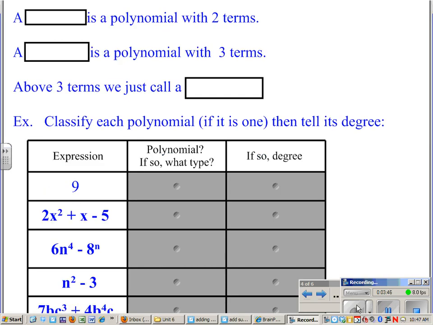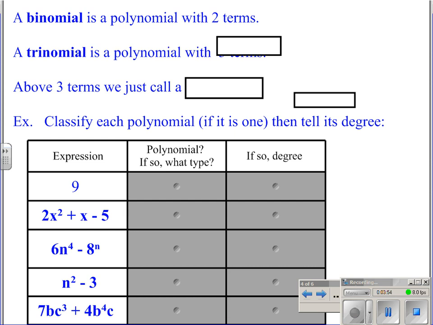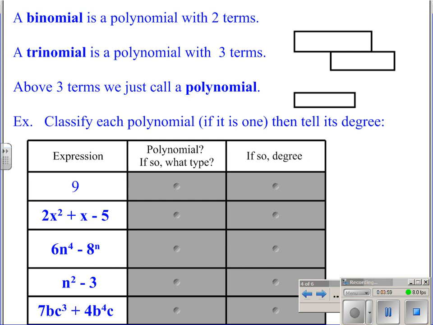What is a polynomial with 2 terms called? Binomial. Trinomial for 3 terms. Above 3 terms, we just call it a polynomial. So let's classify these. Is this a polynomial? Yes. What is it called? What is the degree? 0. The expression is 9. It's a monomial with degree 0. Is this a polynomial? Yes. What is it called? What is the degree? 3.